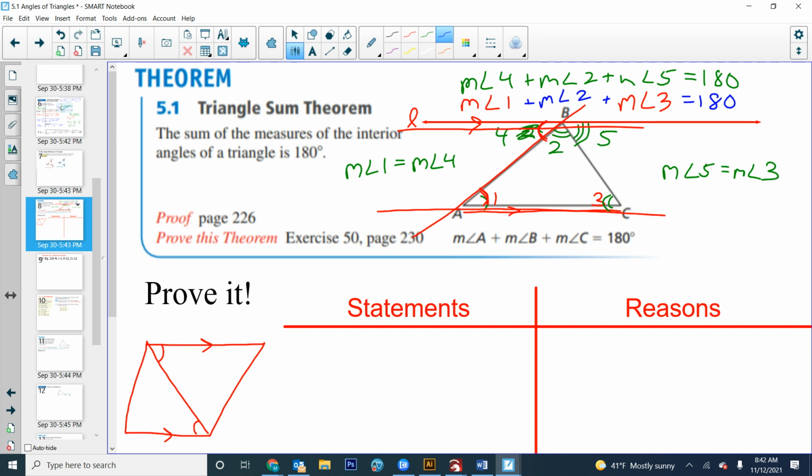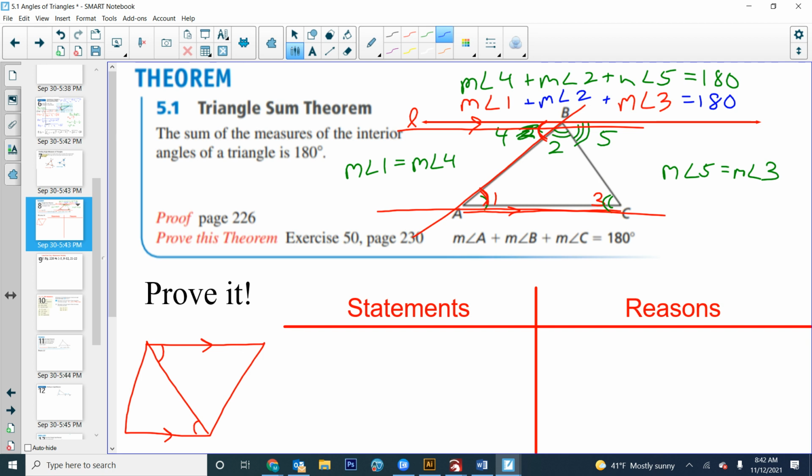Then what? Oh, look. Measure of angle 1 plus measure of angle 2 plus measure of angle 3 equals 180. What are those angles? Those are the interior angles of a triangle. They add up to equal 180. Did we do it for one case?